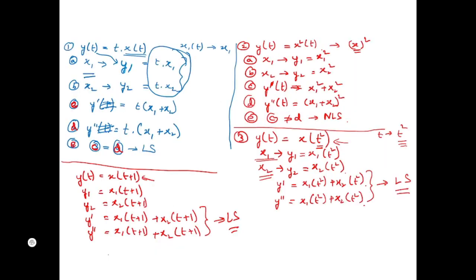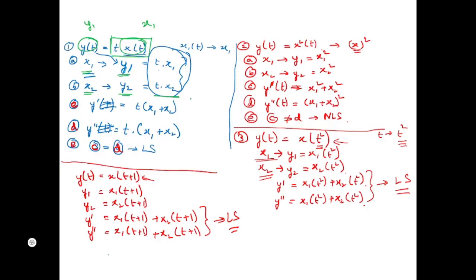So let us look into some examples. So if you see y(t) equals t into x(t). So this is the signal. So x(t) will be represented with say x1 and y(t) will be represented with y1. Okay. So for x1 we are getting y1, which is equal to t into x1. This is for the input x1. Similarly, for x2, we are getting y2 which is equal to t into x2.